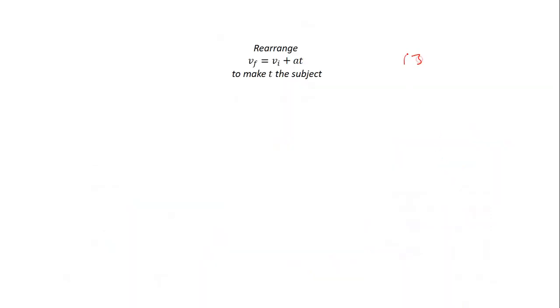And the last one, we'll make this one 3 points as well. I want to make t the subject, so I'm going to get rid of the vi first. Remember the i is just the subscript, just a label. Vf minus vi equals at. And I want to get rid of the a first. I'm going to divide by a, and I get Vf minus Vi over a equals t.